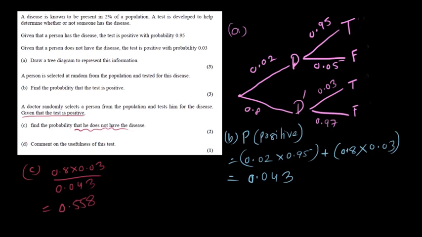0.558. Now question number D is interesting. We just found out that there is a 55.8% chance. If you convert this, that's more than half of the people who are testing positive even though they do not have the disease. So there is a 55.8% chance that a person who does not have the disease is testing positive, given that the test is positive. That's a pretty high probability. So let's comment on the suitability of this test.